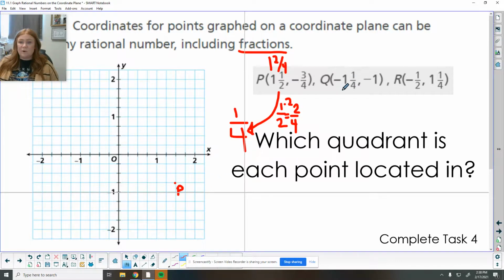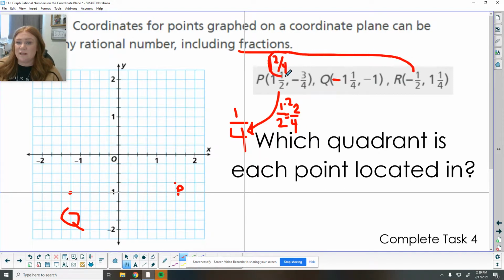So next we are going to do Q. Over, so it's negative to the left of 0, 1 1/4. So over to 1 and 1 more fourth. And then we're going to go down 1 whole unit. So all the way to 1, 1/4, 2/4, 3/4, 4/4. 4 divided by 4 is 1, but it's a -1. We had to go down on this number line. So here is Q.